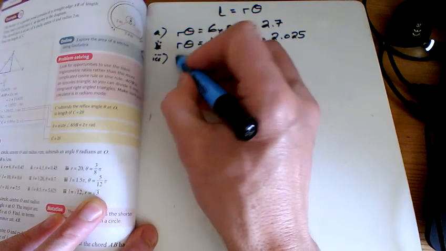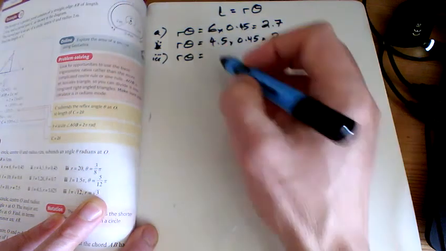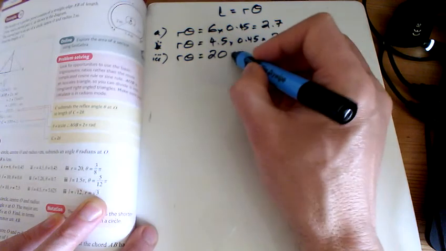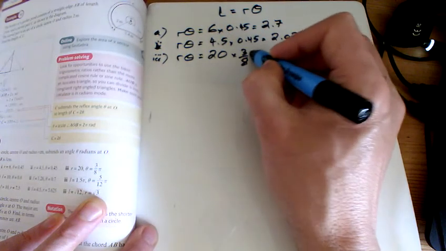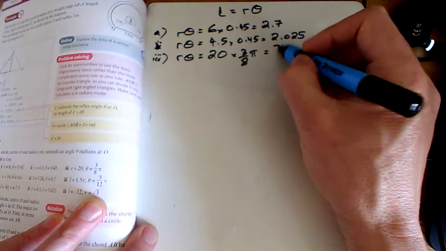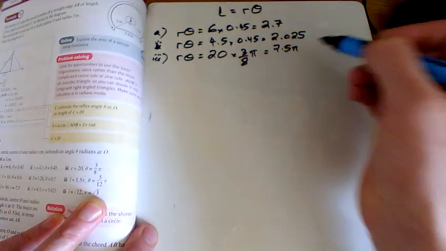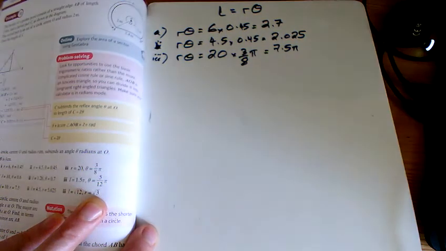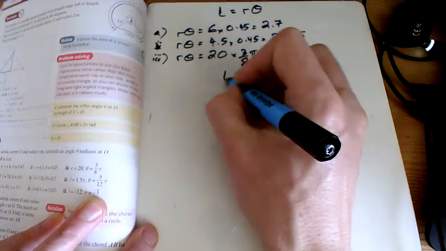And for part 3, for that one, just timesing r and theta together, I've got 20 times 3/8 pi, which I'm going to leave as 7.5, or 15 over 2 pi. So for the first one, you're just using the formula like that.